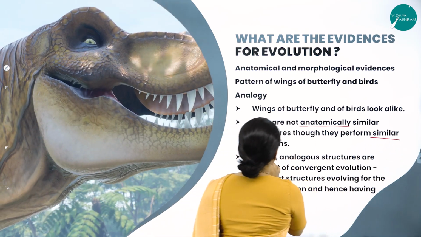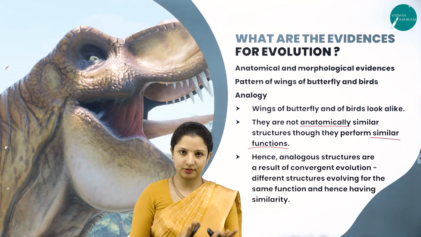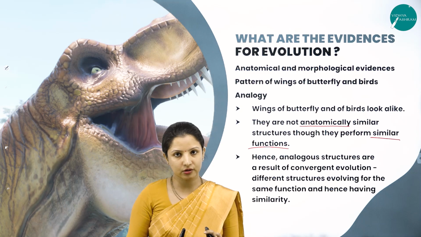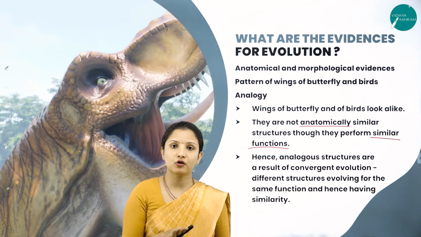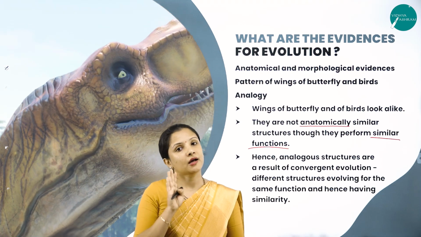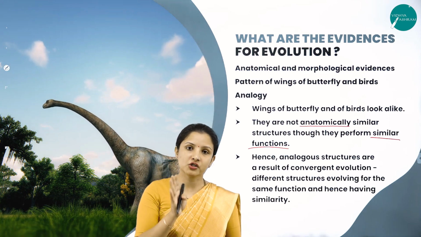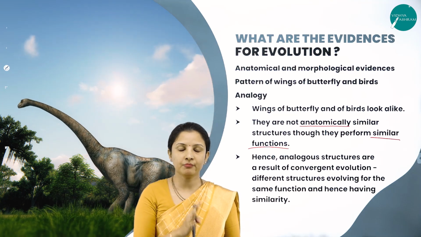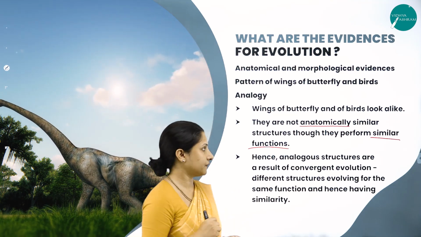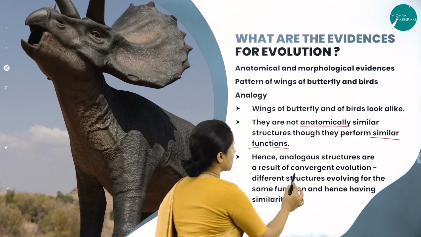So remember, for analogous organs as evidences and homologous organs as evidences: homologous organs means the organs are morphologically different and the function is also different, but the anatomy is the same. Analogous organs means morphology is the same, function is the same, but anatomy is completely different. So hence analogous structures are a result of convergent evolution.